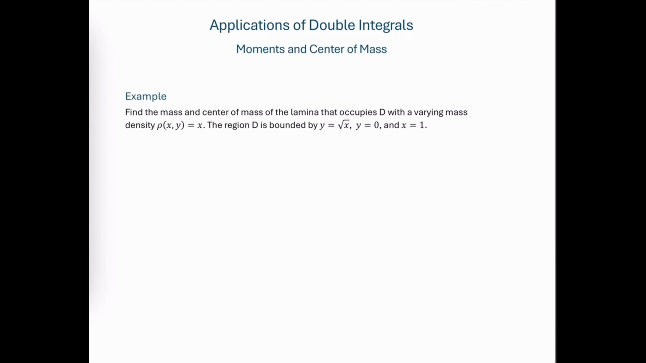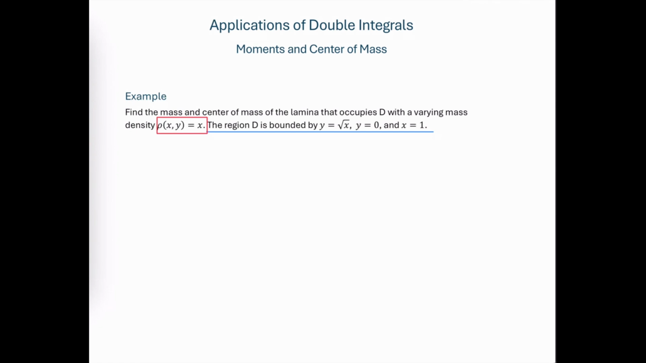We're asked to find the mass and the center of mass of a thin plate, or a lamina, that occupies some domain region given by the functions y is equal to square root x, y is equal to 0, and x is equal to 1. We're also told that this plate has a varying density function, meaning that the density is not the same throughout the entire region.